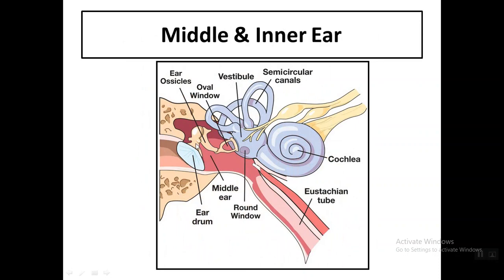The middle ear bones or the ossicles are the malleus, incus, and stapes. They articulate with each other by synovial joints, and we can see that the foot plate of the stapes fits into the oval window of the inner ear. This is the inner ear, this is the cochlea, this is the vestibule, and these are the three semicircular canals.